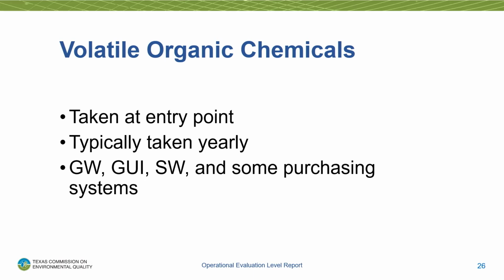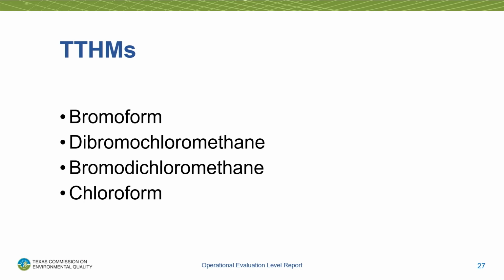So some purchasing systems do have to take volatile organics, especially if an upstream system had a detection. So that's where you'll see, if you're a purchasing system and you're taking these samples, that's why. TTHMs specifically are made of 4 chemicals put together, and I could read these off, but I don't really have the time for that. So these are the 4 chemicals that make up TTHMs. It's also listed out in the VOC question in the note.